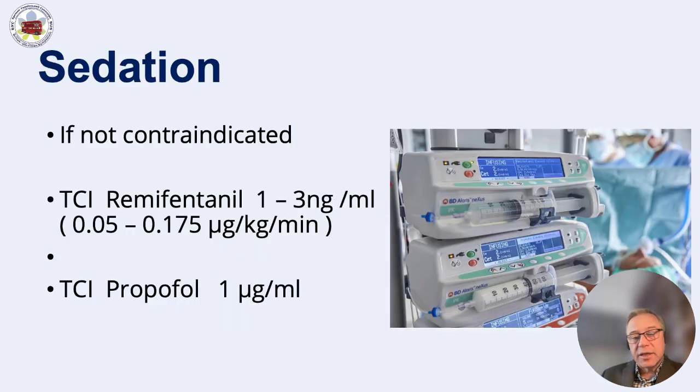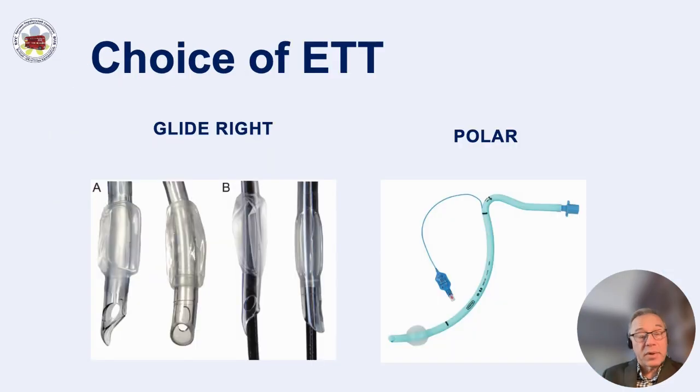Sedation, if not contraindicated, if your patient is not in extremis and not in partial airway obstruction, because sedation could be dangerous in those situations. I usually use propofol, as I said, on a TCI basis, target controlled infusion. With propofol, I never go higher than 1 microgram per ml. And then I play with TCI remifentanil between 1 and 3 nanograms per ml, or 0.05 to 0.175 micrograms per kilogram per minute range. I increase it when the tube goes in, because that is the painful bit.